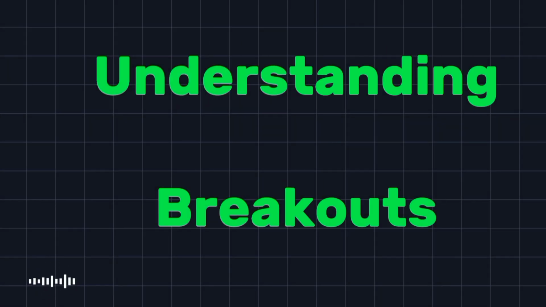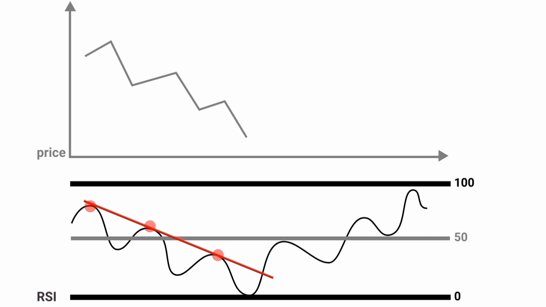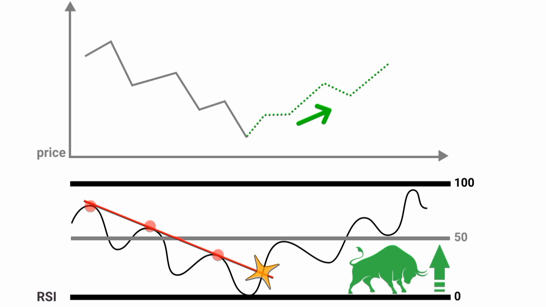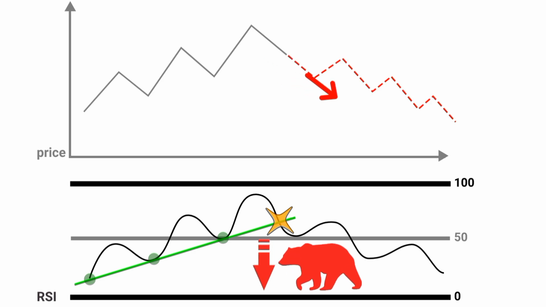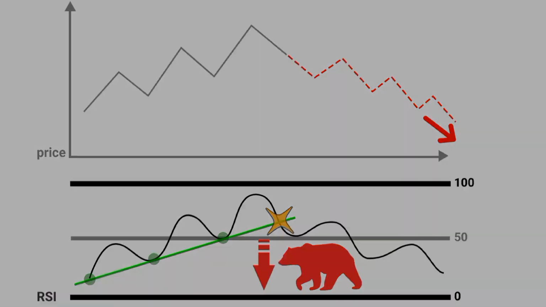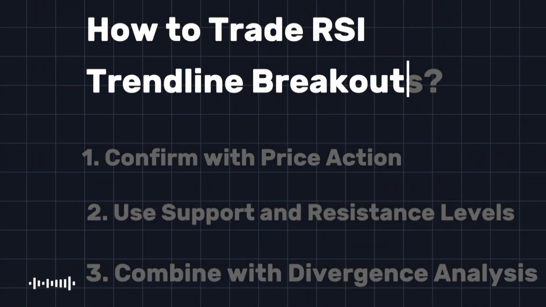Understanding breakouts. A breakout above a resistance trendline on the RSI signals increasing bullish momentum, suggesting a potential upward price move. A breakout below a support trendline indicates growing bearish momentum, suggesting a potential downward price move. How to trade RSI trendline breakouts.